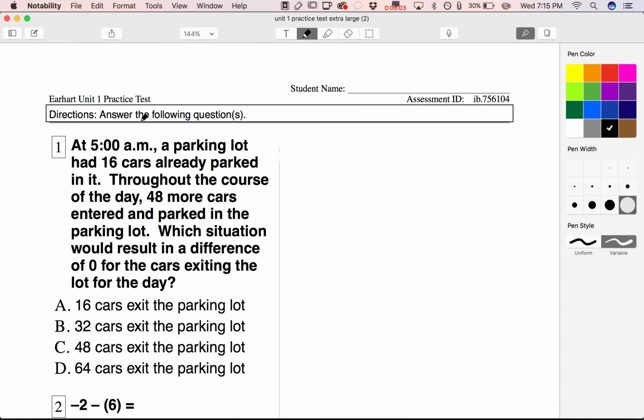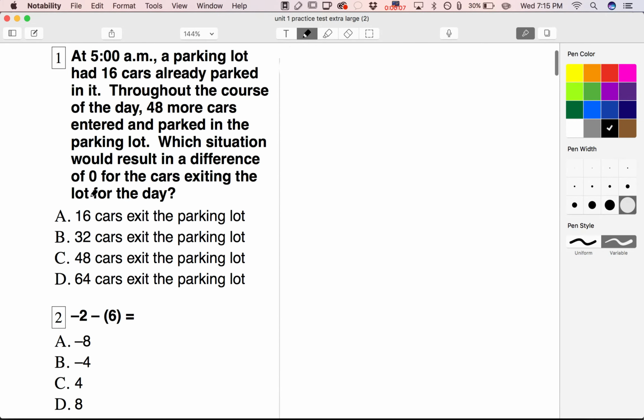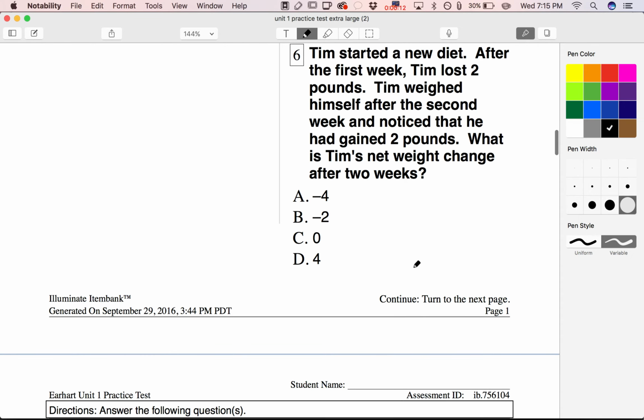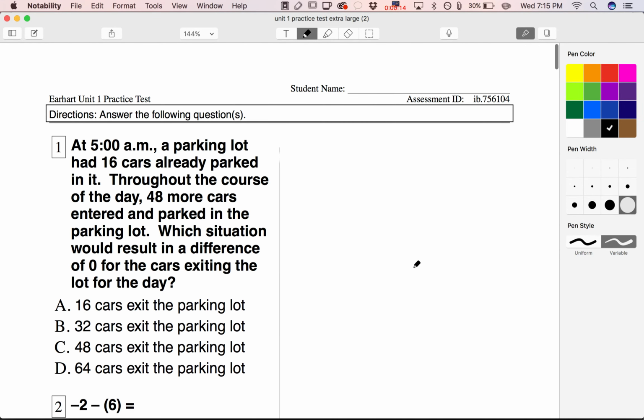Hello, welcome to the Unit 1 practice test. What we'll be doing is videos for each one of your pages. I whited out the right side, so it has these two pages, so I have room to work on it.